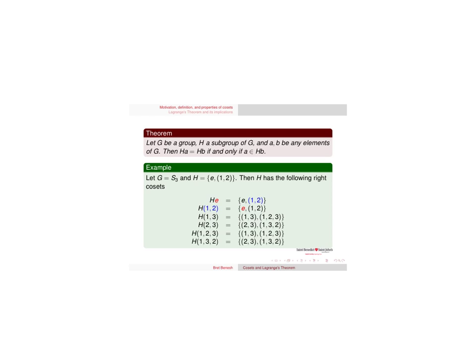Example, let's look at our favorite example here. G is S3, H is this. And when are two cosets the same? These two cosets are the same, and so this happens when the identity is in, well, let's look at this. A could be equal to E, and B could be equal to (1 2). Then HE equals H(1 2), right there. And that happens if and only if E is in HB. And there E is in HB.